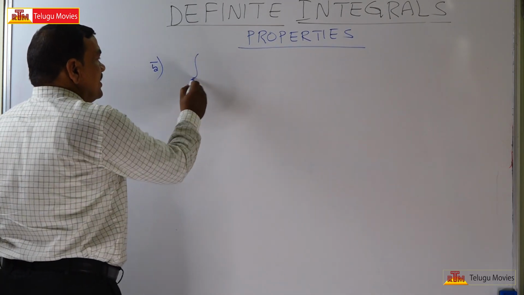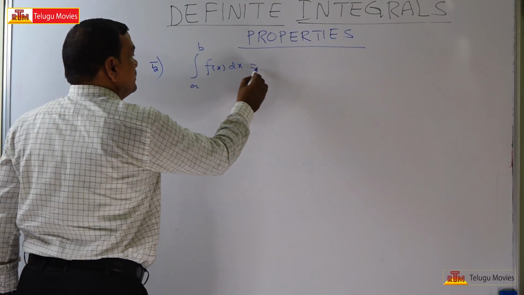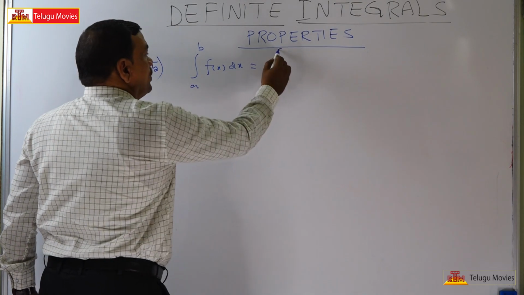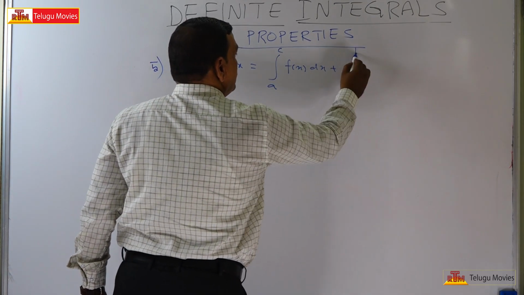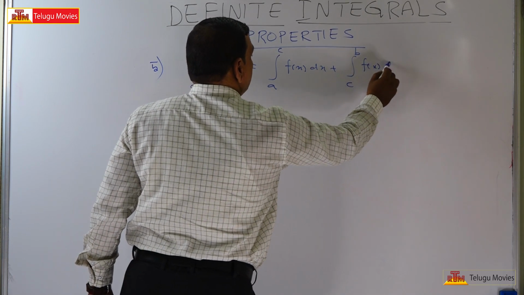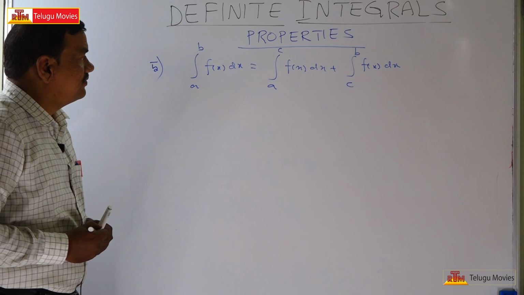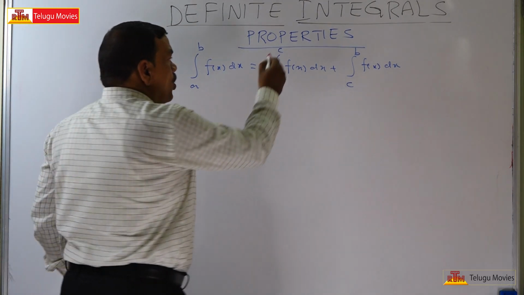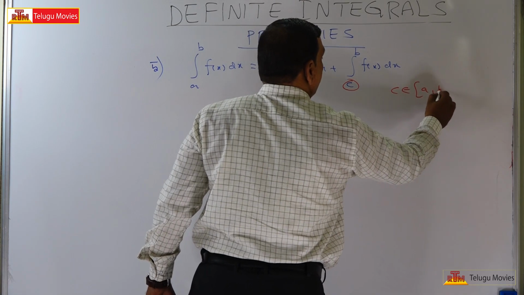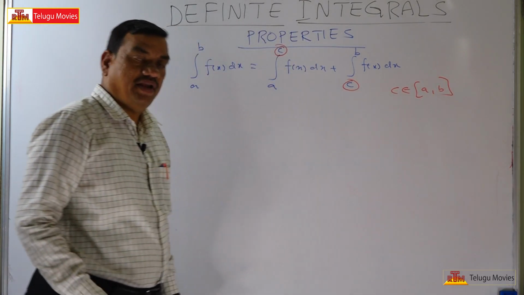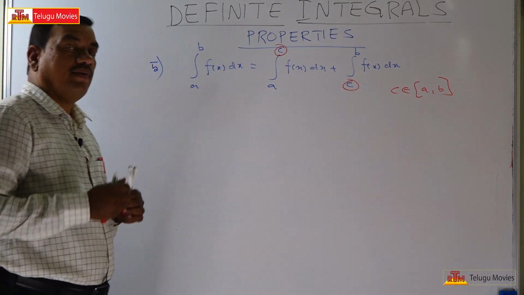The property is integral a to b f of x dx is equal to integral a to c f of x dx plus integral c to b f of x dx. Generally, students think that this point c should belong to the closed interval a comma b. The point c belongs to the closed interval a comma b.